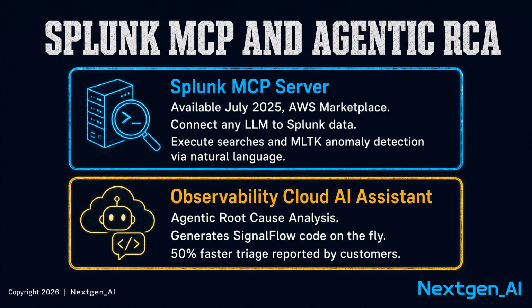Crucially, within Splunk Observability Cloud, they're deploying sophisticated agentic root cause analysis features. When an alert fires, say for a critical microservice latency spike, the system automatically correlates related metrics, traces, and logs across your distributed environment. It highlights the most probable root cause, like a specific database connection pool exhaustion or a recent configuration change, and suggests concrete remediation steps. This automates the initial incident triage, significantly reducing mean time to resolution by transforming raw data into actionable intelligence.